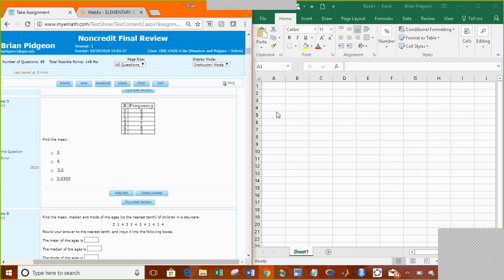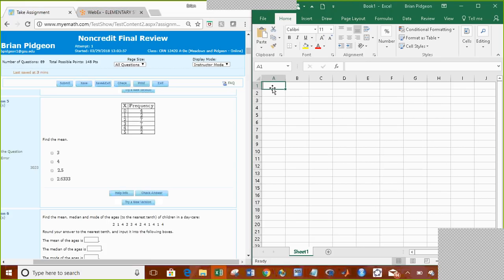Alright, so we have a list of values. We want to find the mean. So I'm going to put these into our Excel spreadsheet. So we have 0, 1, 2, 3, 4, 5. Then we have our frequencies of 4, 2, 7, 7, 8, and 2. So if you remember, to find the mean of a distribution, we really just take all the values, add them up, and divide by the number of values.